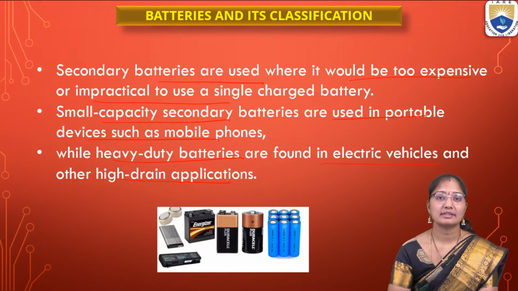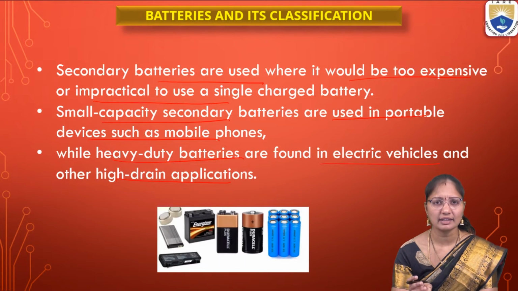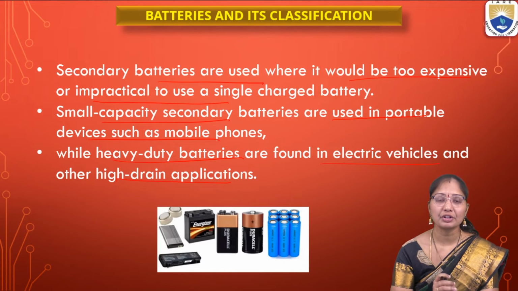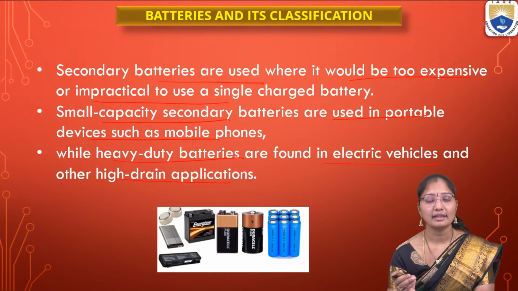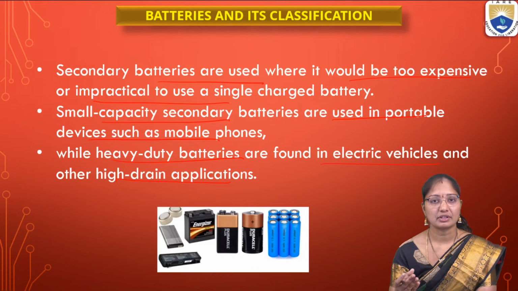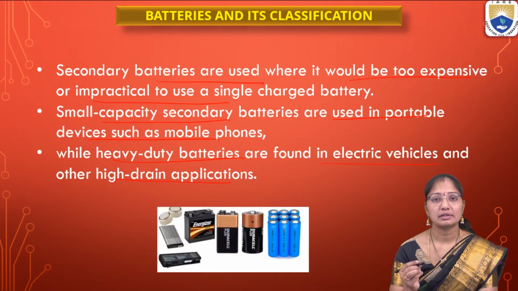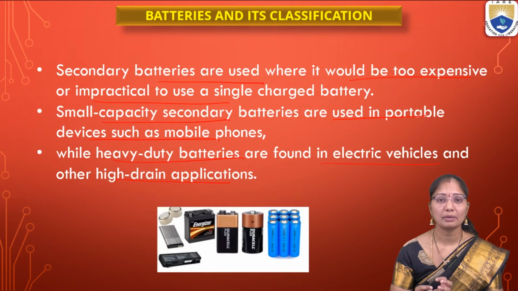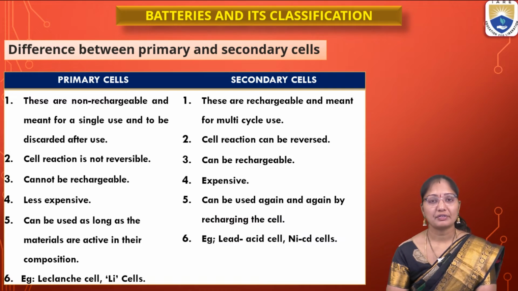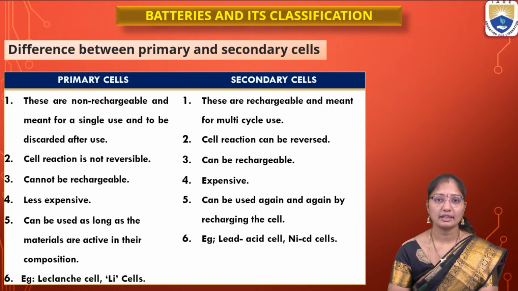This type of battery is used in electrical bikes and electrical cars because the chemical reaction can be reversed by the electrical energy supply. Means by the application or introduction of electric current into the battery, the reaction can again be reversed. So automobiles like electrical motorbikes and electrical cars work on this type of battery. So what are the differences between primary and secondary batteries?